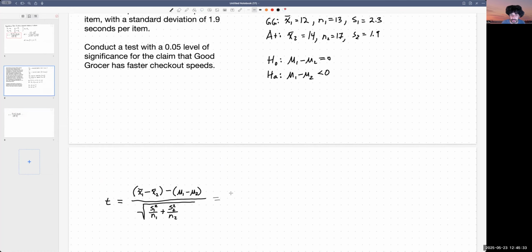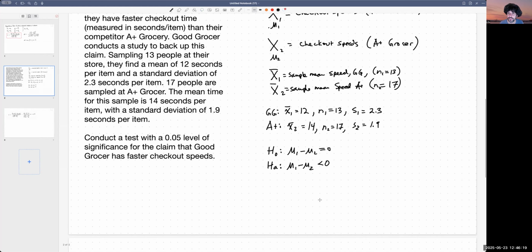So we would have 12 is my x1, minus 14 is my x2. We're under the assumption, just like all our hypothesis tests, that the null hypothesis is true, which means that the difference between these two is 0. So that term becomes 0. Then we have the square root of s1 squared, so 2.3 squared divided by n1, which was 13, plus s2 squared, 1.9 squared divided by 17. And when I computed this, I got negative 2.541.